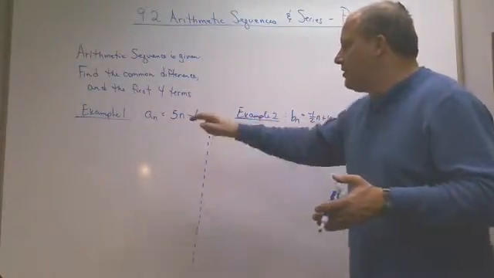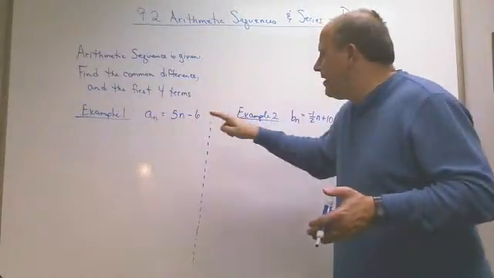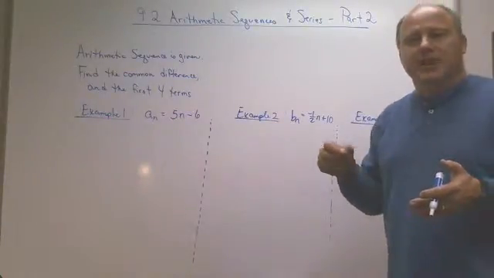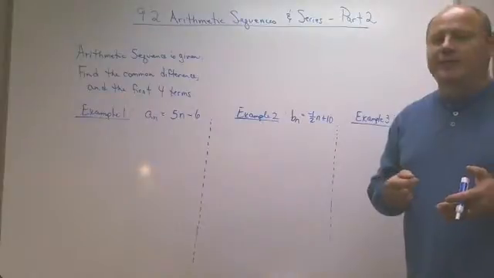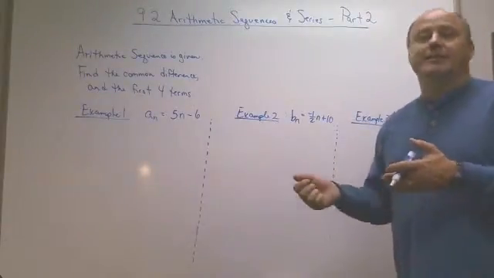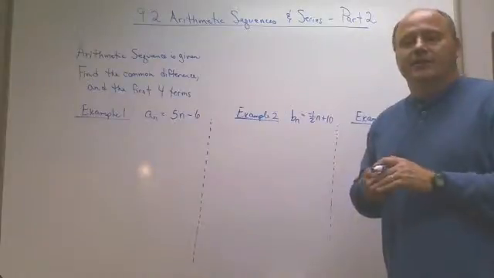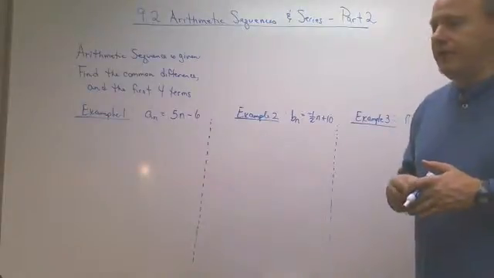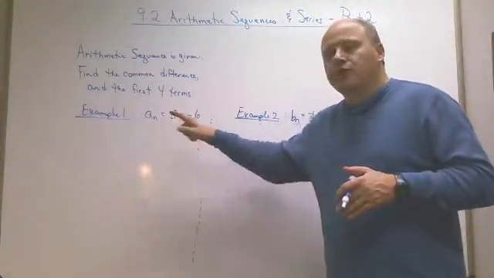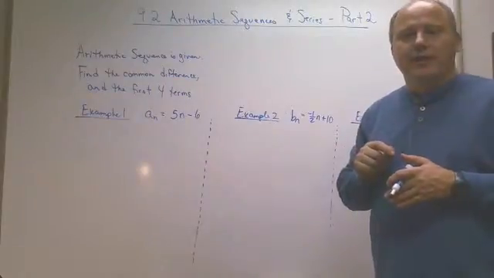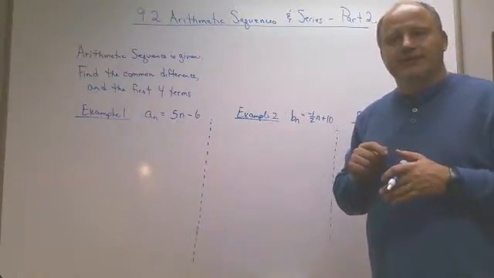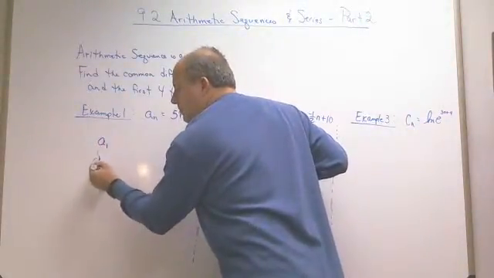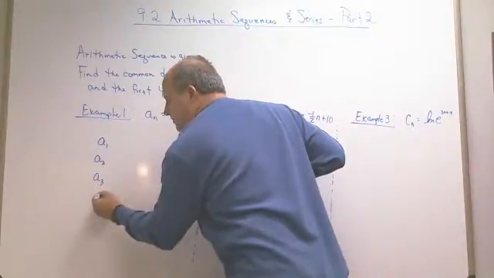Now I do want to draw your attention to the labeling of this: A sub n, B sub n, C sub n. Just like back in 9.1, all sequences are not just labeled A sub n. They can call it any label they want, just like functions were sometimes f of x, sometimes g of x, and sometimes h of x. So it is not always A sub n. And for you guys who haven't been in class for a few days, these little subscripts represent the terms you're looking for. So A sub 1 is the first term, A sub 2 is the second term. Like this one's A sub 1, A sub 2, A sub 3, A sub 4.